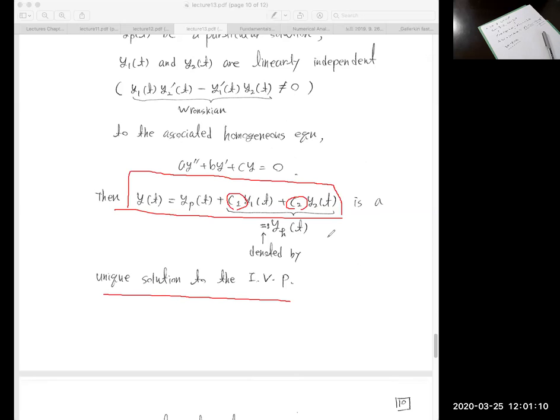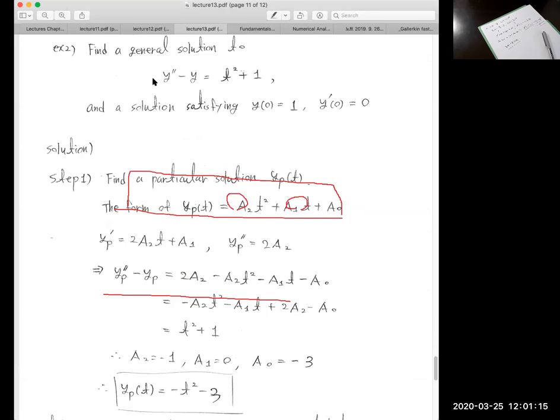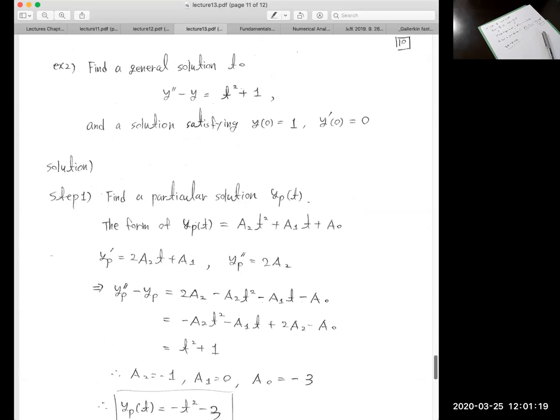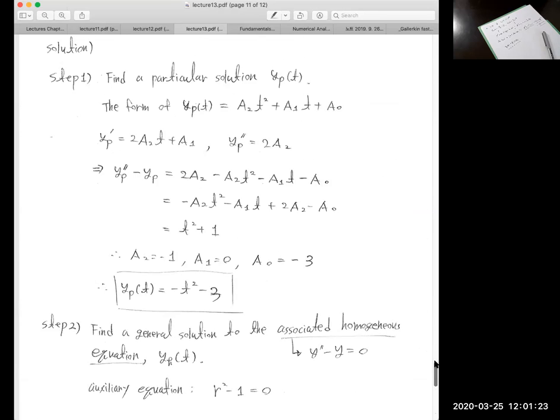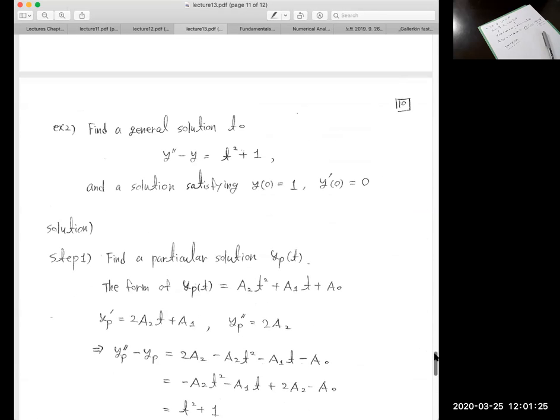Okay, so we'll see an example. This is the example, and then we'll call it a day. Find the general solution to y double prime minus y equals t squared plus 1.